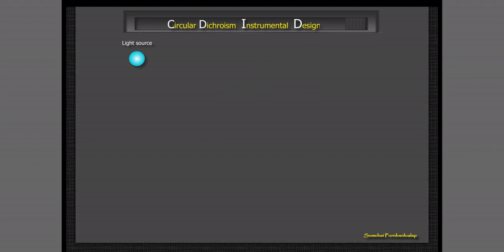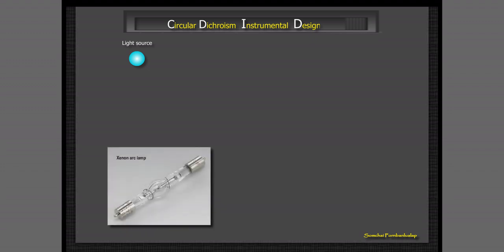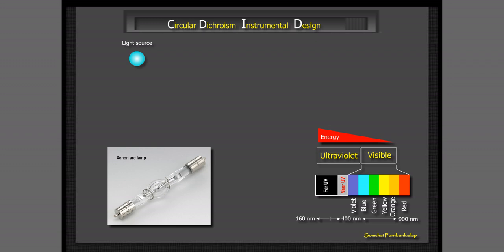Unlike UV visible absorption spectroscopy, which uses non-polarized light, CD spectroscopy uses circularly polarized light. To generate circularly polarized light, the light source in a CD spectrometer is typically a xenon arc lamp. This lamp produces intense, continuous radiation from about 160 to 900 nanometers, covering the far UV region, which is important for protein secondary structure analysis, as well as the near UV and visible regions.